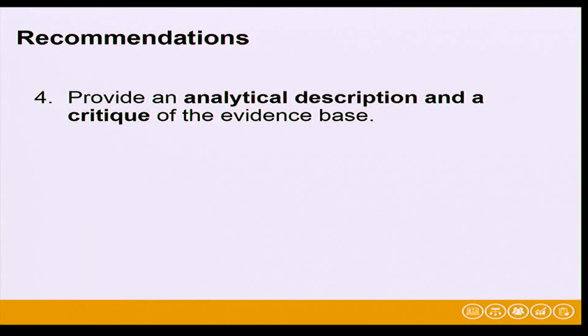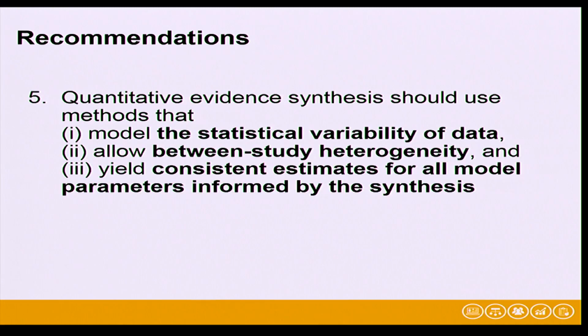An analytical description and critique of the evidence base is also important. We expand in the text about the content of this. Quantitative synthesis or meta-analysis should model the statistical variability of data and allow for between-study heterogeneity, which is what we do in general as recommendations for systematic reviews. The important part, which packs a lot of things, is the third part that says that it should yield consistent estimates for all model parameters that are informed by the synthesis.